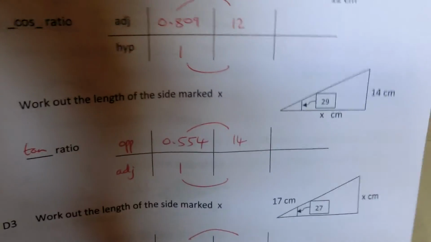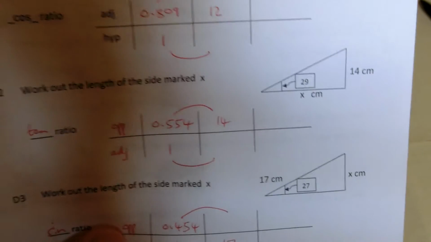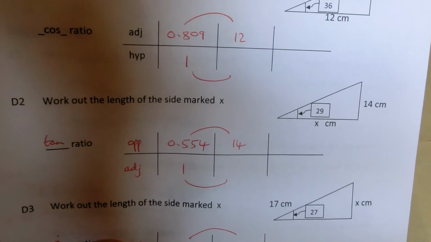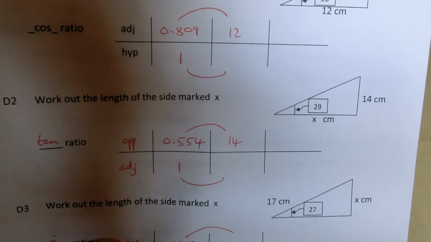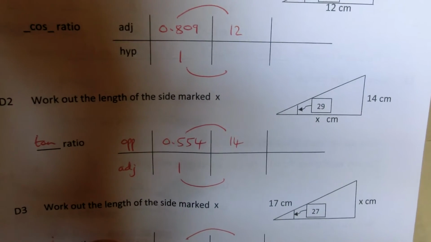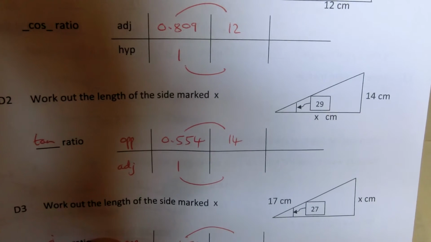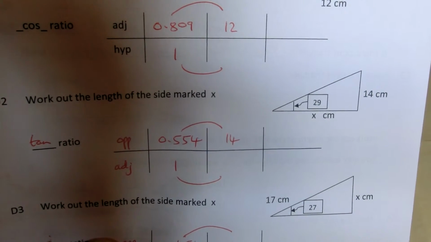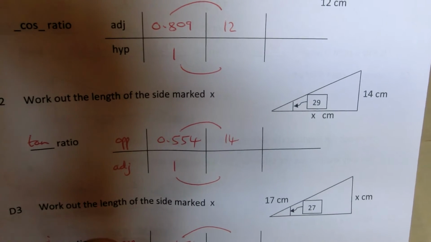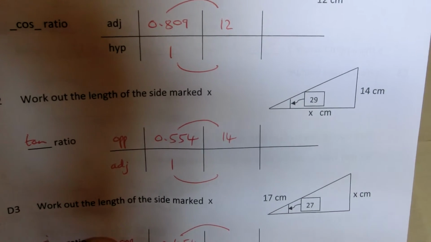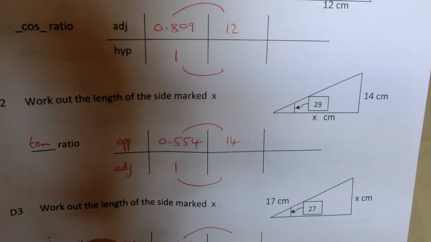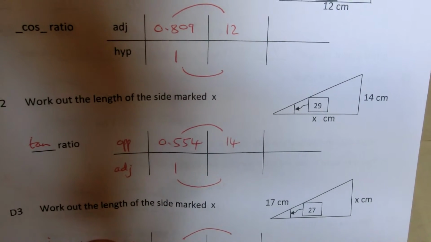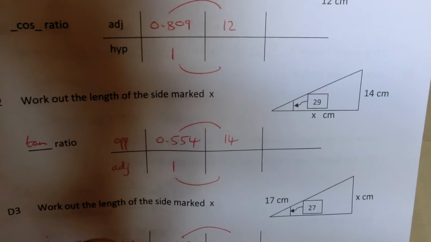Question D2. The sides we're using there are the opposite and the adjacent, so that's a job for the tangent ratio. Tangent is opposite over adjacent. The tangent ratio for 29 degrees on your calculator or table will be 0.554, which means 0.554 to 1. The opposite in this triangle is 14, so I put the 14 in there in the table. So whatever multiplying we do to get 0.554 to 14, we have to do the same thing multiplying to the 1. So I need to do a divide.